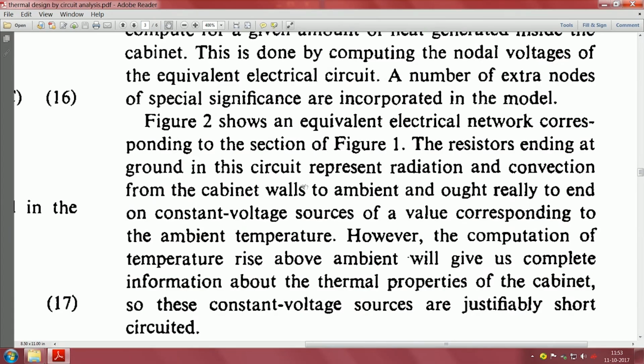Resistors ending at ground in this circuit represent radiation and convection from the cabinet walls to ambient, returning to constant voltage sources of a value corresponding to the ambient temperature. The computation of temperature above ambient will give us complete information about the thermal properties of the cabinet. Are the constant voltage sources justifiably short circuited or not? Here we end up with a very peculiar situation.